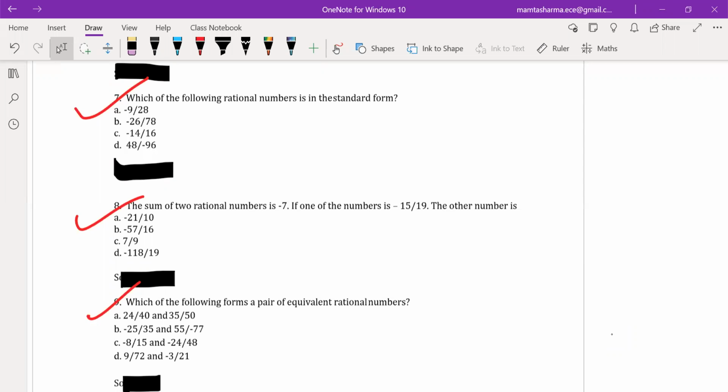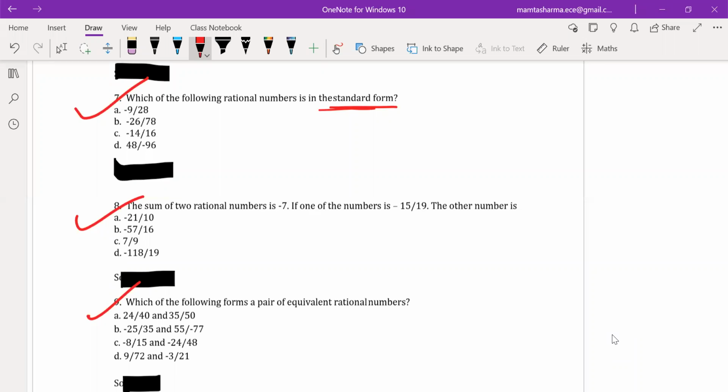Ma'am, the first one. Which of the following rational numbers is in the standard form? Minus 9 by 28. Okay, what do you mean by a standard form? The numerator should be negative, and the denominator shouldn't be negative, and it can't be simplified anymore.